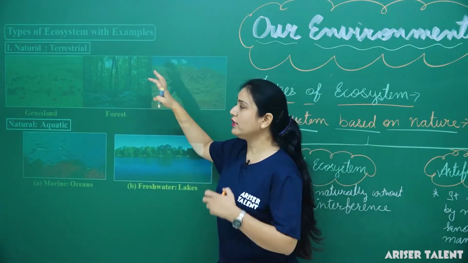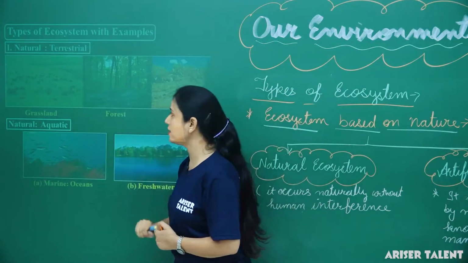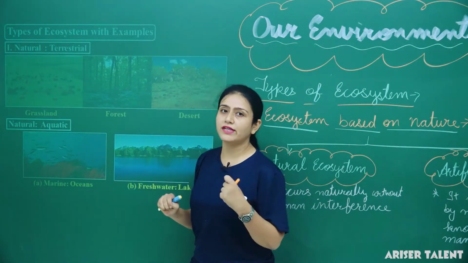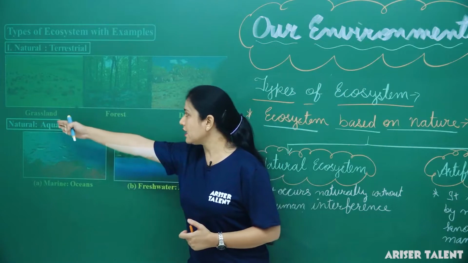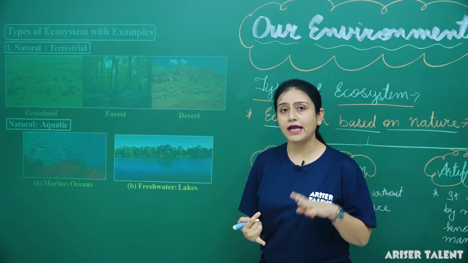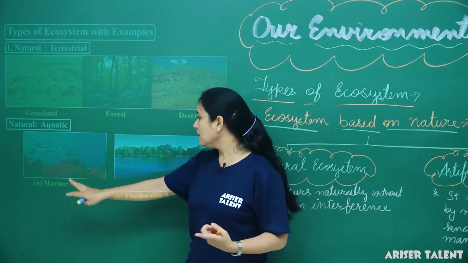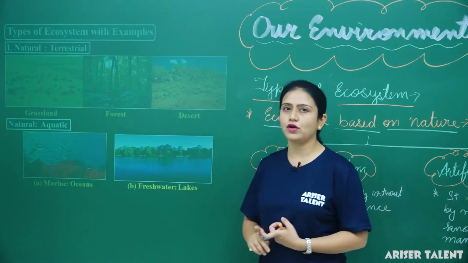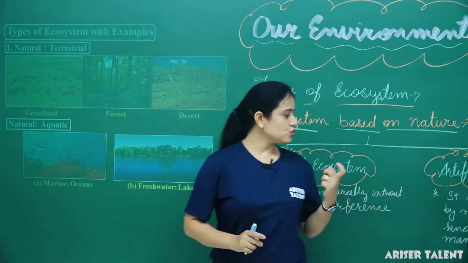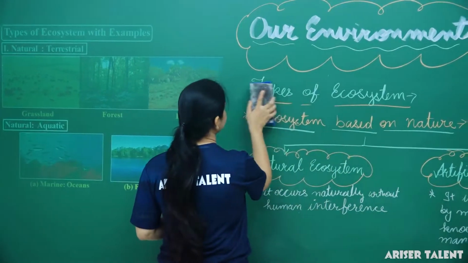So if we talk about the ecosystem which is based on the land, which is found on the land, that is terrestrial. What are the different types of terrestrial ecosystem? They are grasslands, forest and desert. And if we talk about the aquatic ecosystem, then what are they? They are of again two types, marine oceans and freshwater like lakes. Clear?